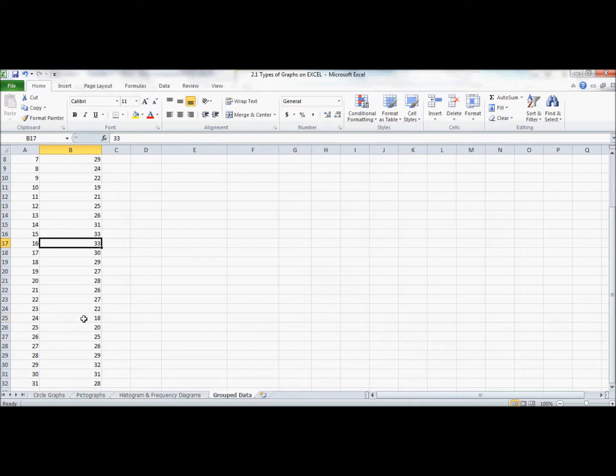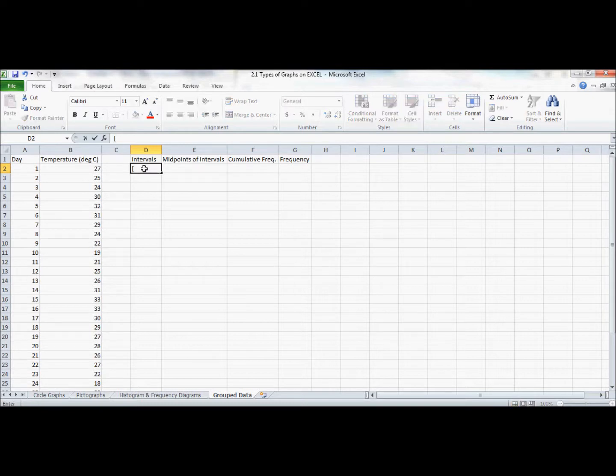So we want our intervals to go from at least a minimum of 18 up to 33, although we could maybe extend that a little bit on each side. So let's say we start our first interval at 18. We can choose an appropriate value. So let's say we wanted to do maybe five intervals. If we wanted to do five intervals, we would have to go up by 3 degrees. So our first interval is going to go from 18 to 21. And then the second interval will go from 21 up to 24.